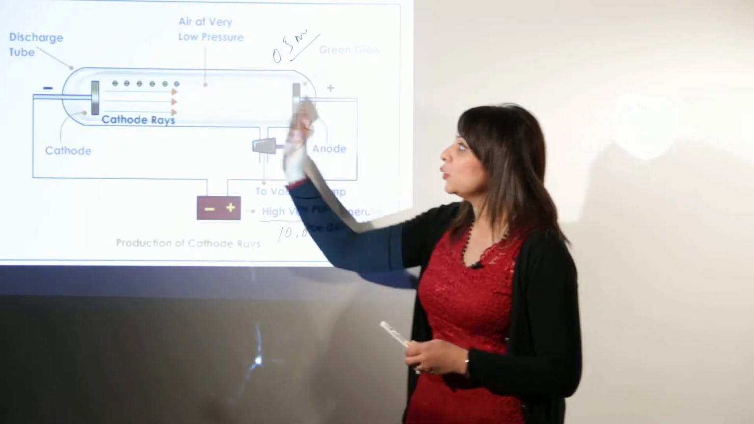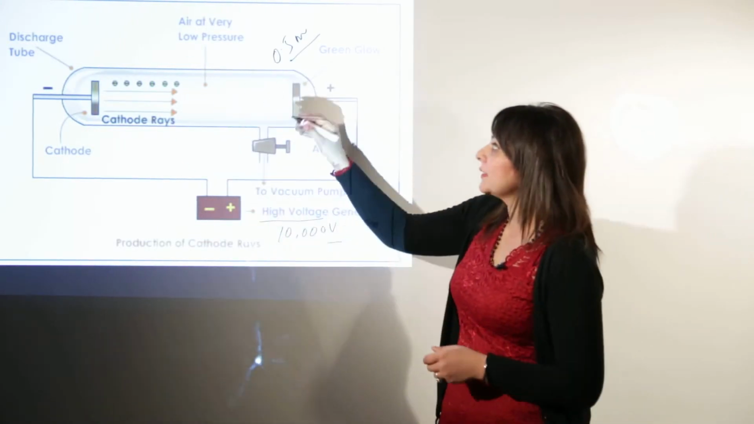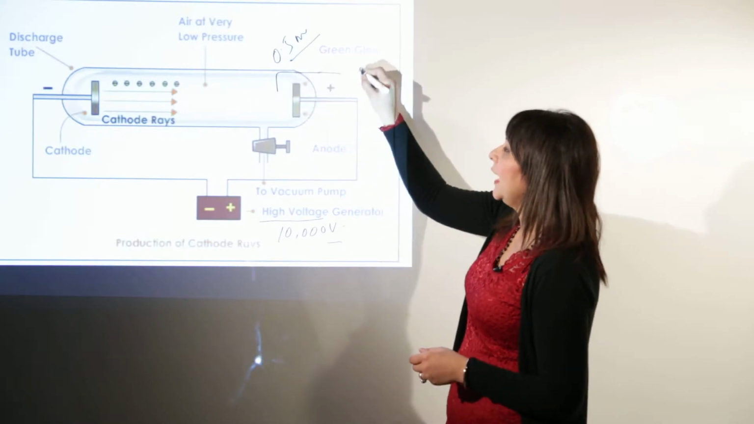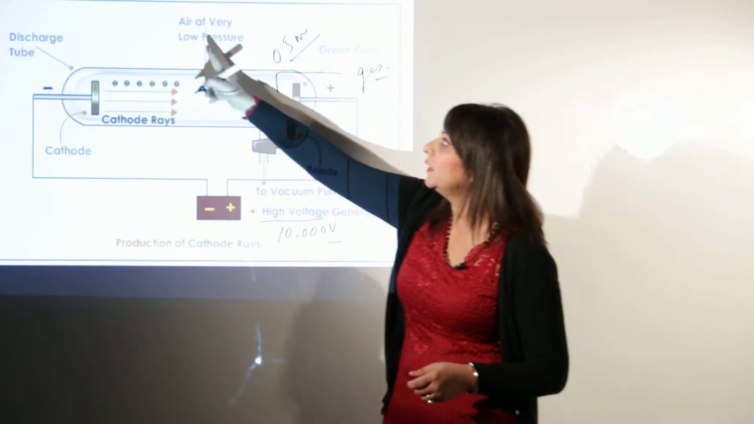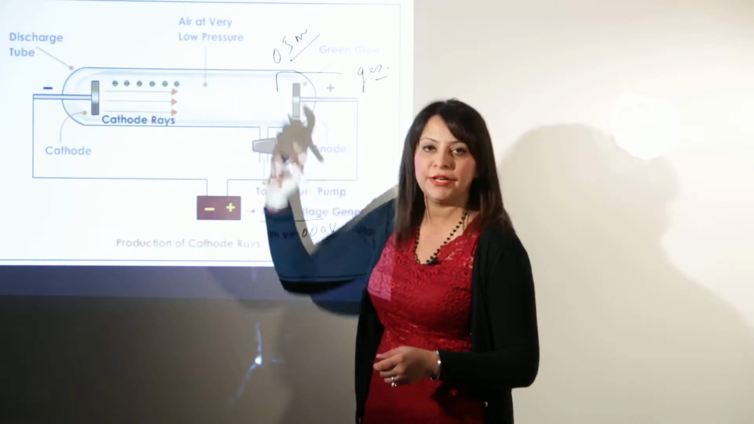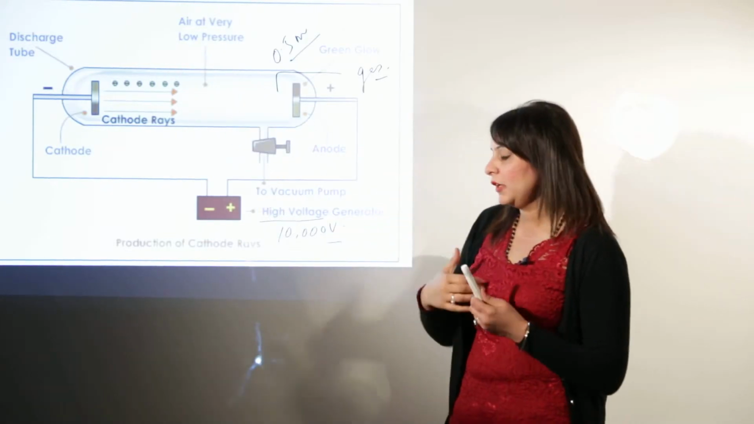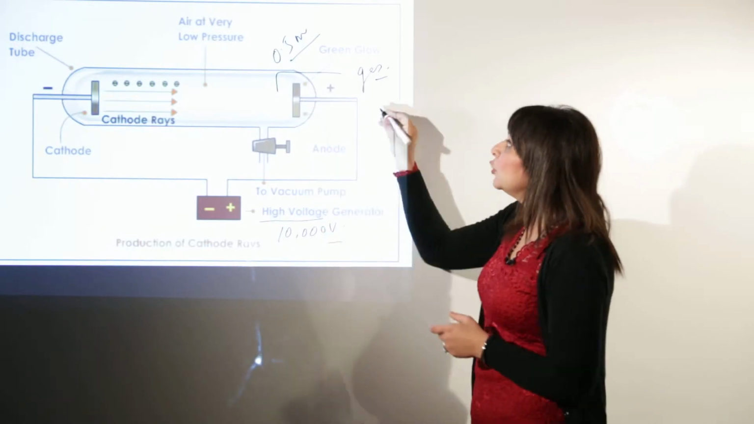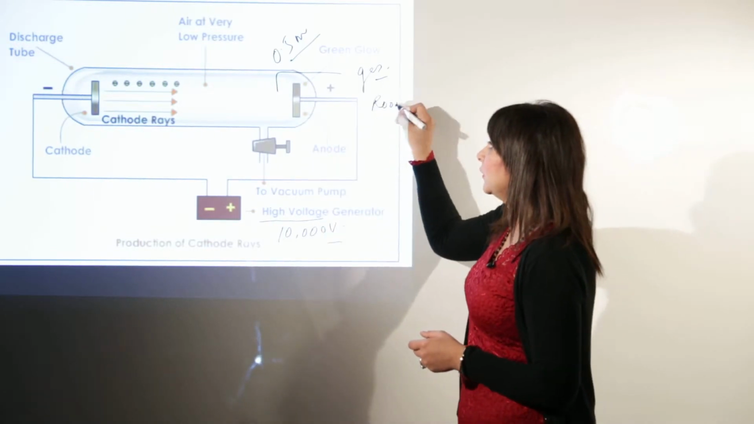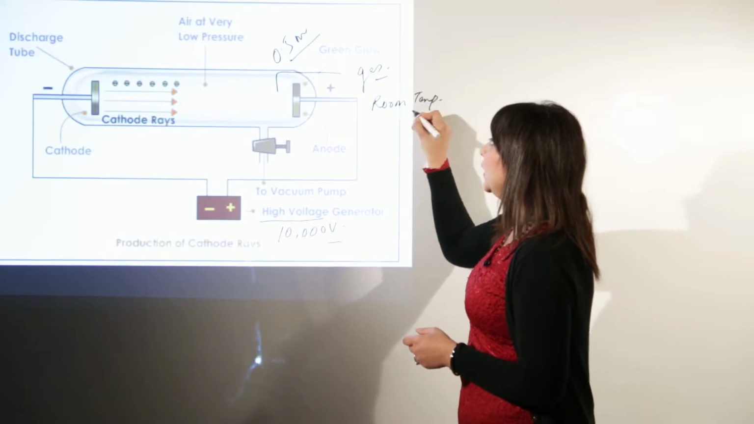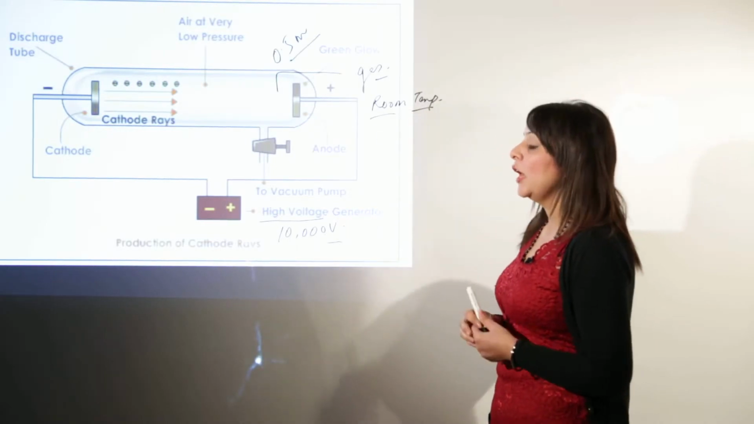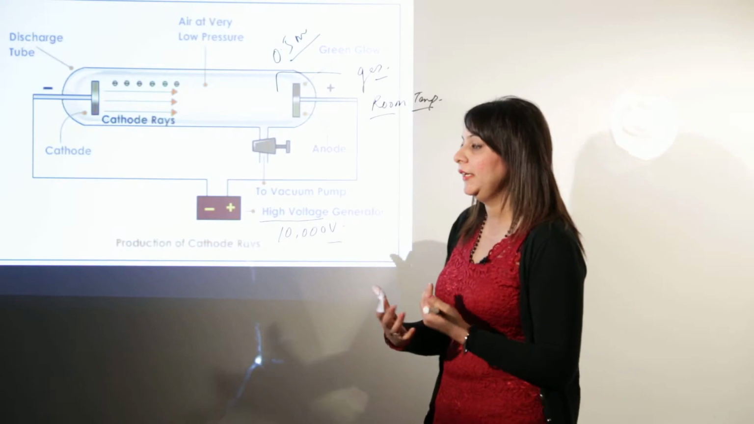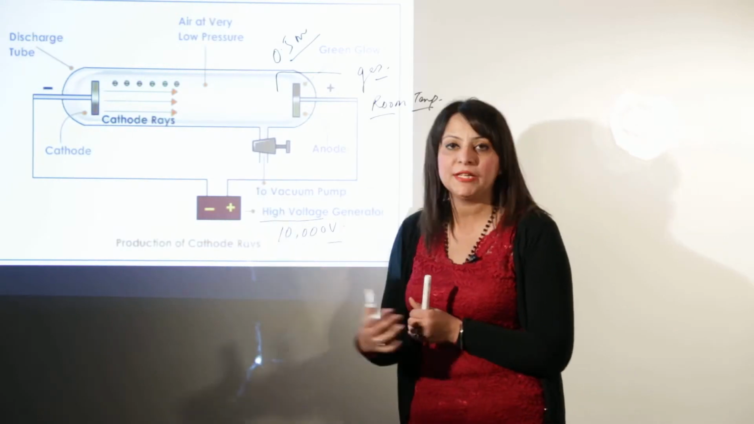And what he took inside the tube was a gas. It is mentioned here, he took air at very low pressure. So when he started the experiment, he actually took air at a normal room temperature. Now we will see what happened in the experiment and what observation he saw when he was performing the experiment.